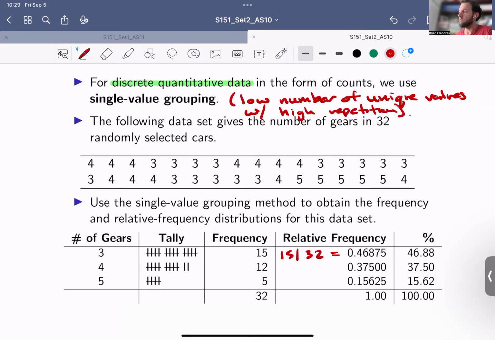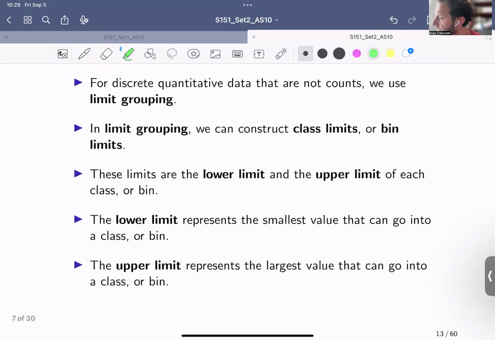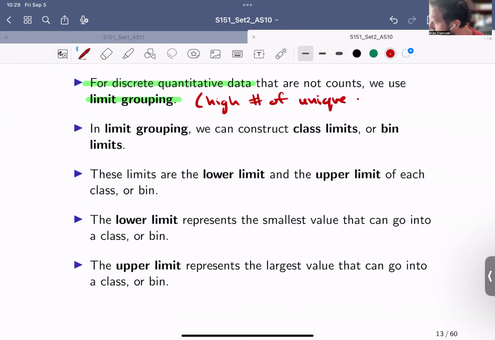So for discrete quantitative data, we have single value grouping as an option. The second option is what is called limit grouping. Limit grouping, again, is for discrete quantitative data. But the difference here is that we have a high number of unique values and low repetition. So this is the somewhat opposing case. So we have a high number of unique values, and we have low repetition.